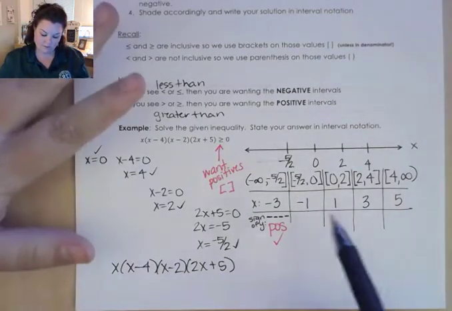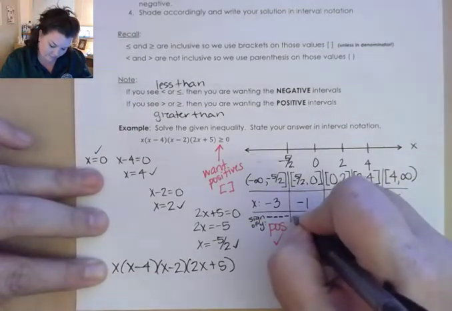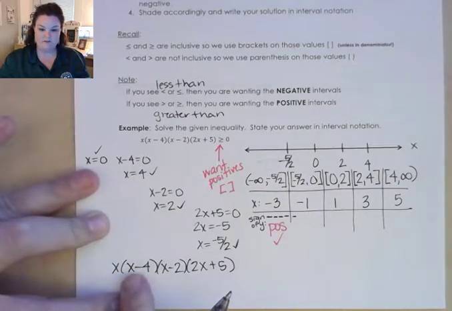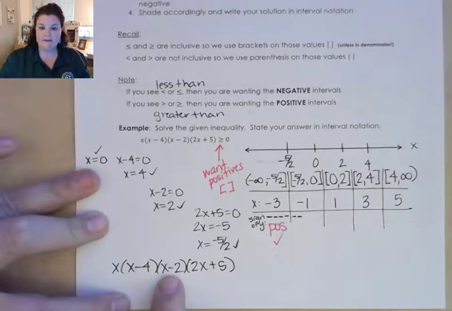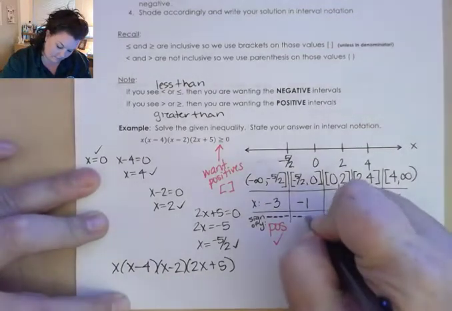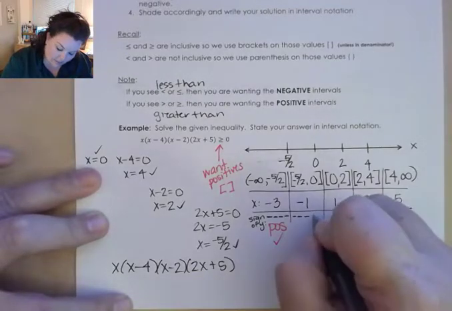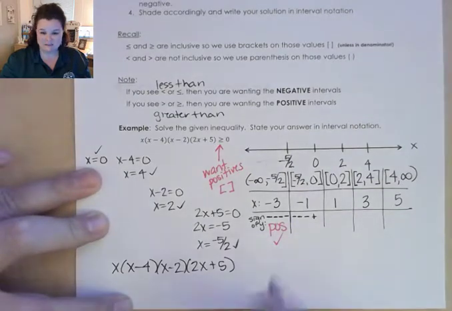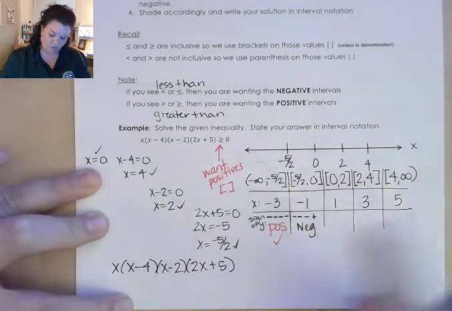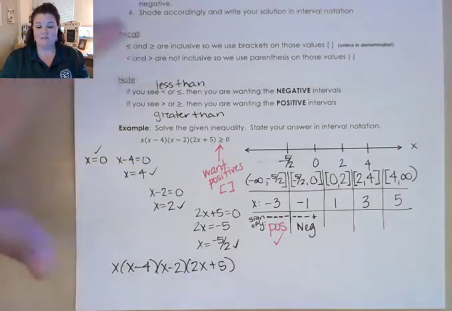Okay. Then I want to do the same thing with -1. -1 in for x is going to be negative. -1 in for x here, -1 minus 4, it's going to be negative. -1 in for x here, -1 minus 2 is negative. And -1 into this quantity, 2 times -1 is -2, plus 5 is going to be positive, right? So when I multiply and I get 3 negatives and a positive, that makes this a negative interval, which I don't want, because my sign is a greater than. So this is not going to be part of my solution set.